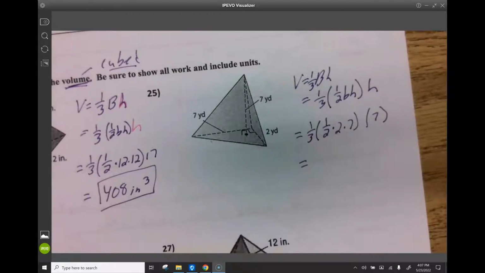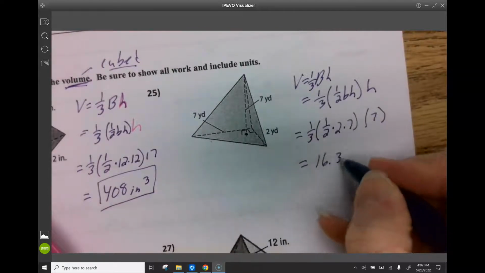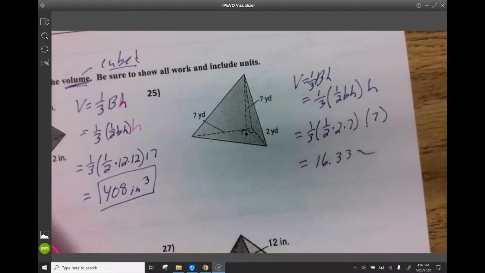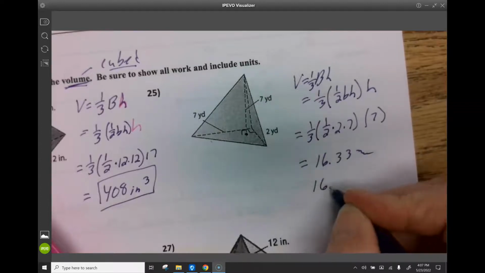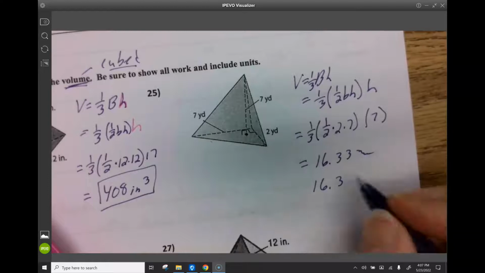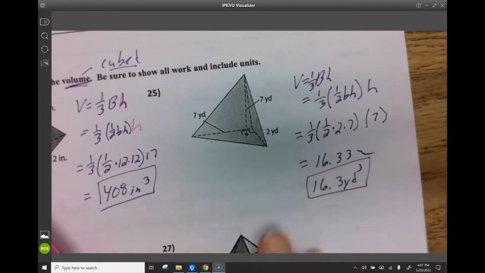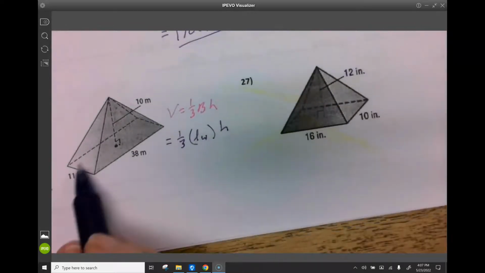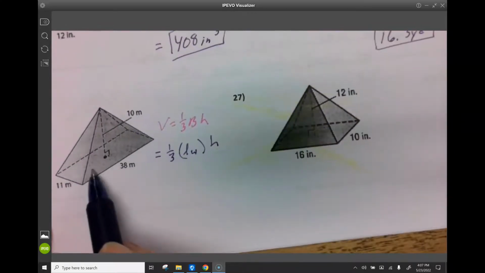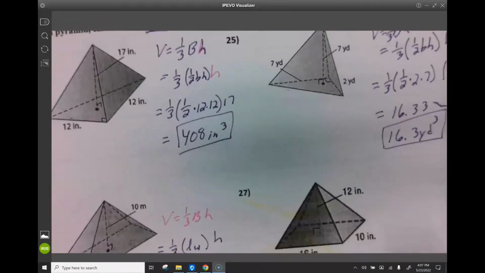Now, on this one, you're going to get a repeating decimal. You probably get 16.33, and so on. Okay, so round it to like 16.3 or 16.33 yards, and it's volume, so it's cubed. Now, if I'm going too fast, just pause it. That's the beauty of a video. Pause it and go back.